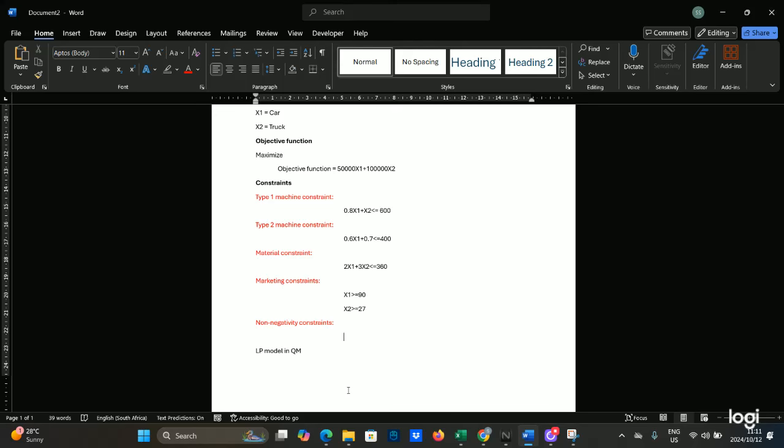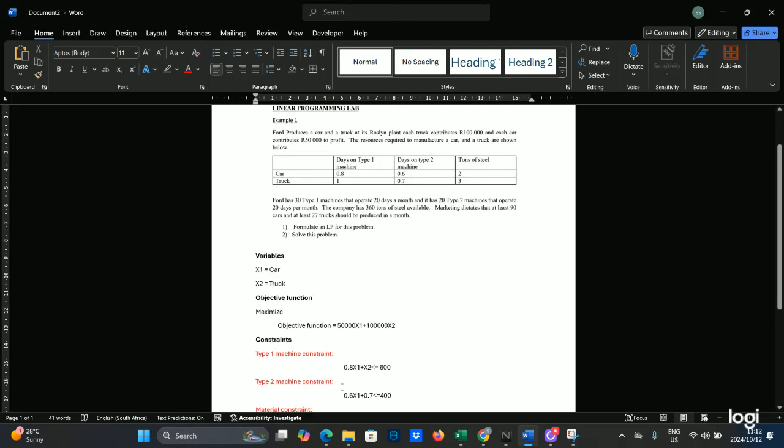So now we're going to define our non-negativity constraints, right? Our first non-negativity constraint indicates that the cars that are produced should be greater than or equal to zero, as well as the trucks that are produced should be greater than or equal to zero. Right, so now we are done with our constraints. Double check. Yes, we are done with our constraints.